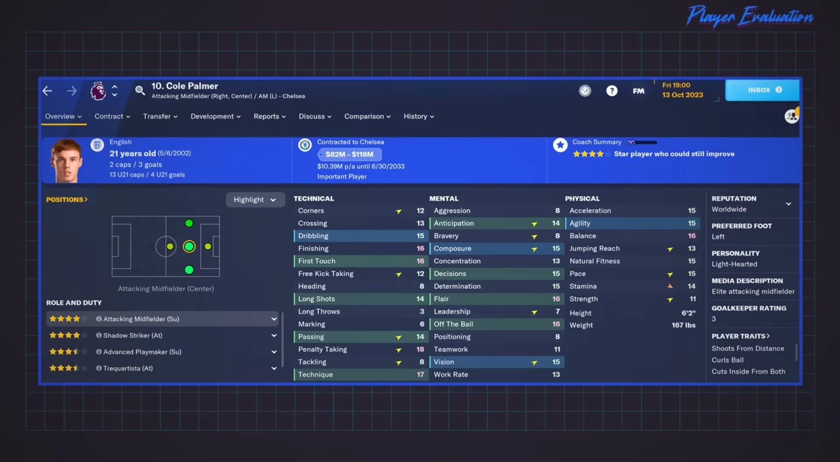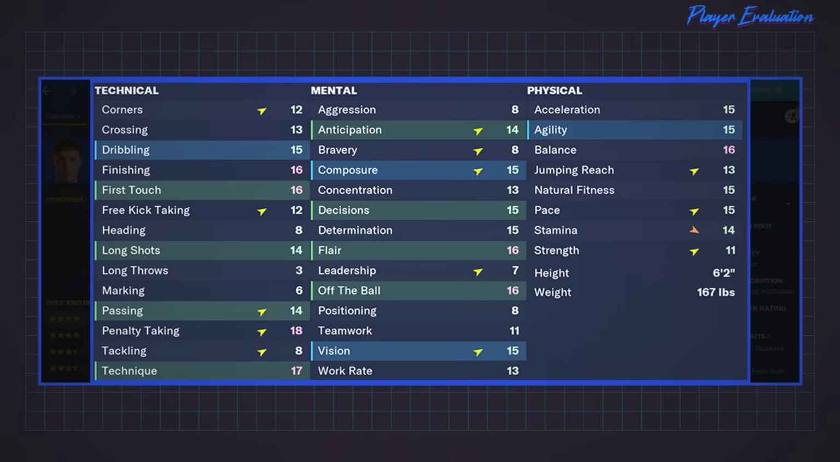Let's go back to Palmer's profile and start to evaluate. Using the number 13 as the baseline, we can see that Palmer is a very creative player. He has good attributes in dribbling, passing, and vision, and borderline elite attributes in first touch, flair, off the ball, and especially technique. On the flip side, he has very poor defensive attributes, like tackling, aggression, bravery, and positioning.